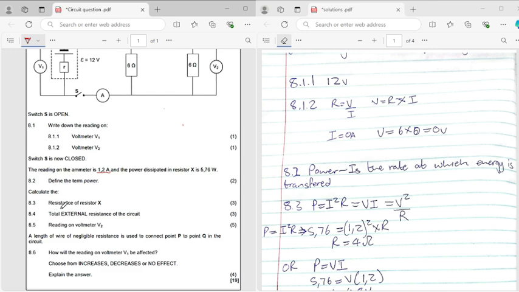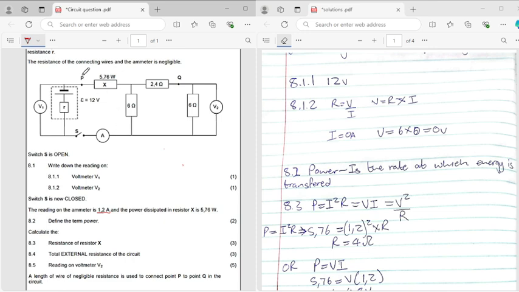For 8.3, you must calculate the resistance of resistor X. So what do you know about resistor X? We are given the power that goes with that resistor. We're also told that there's 1.2 amps, since they said that this ammeter reading is 1.2 amps when the switch is closed.